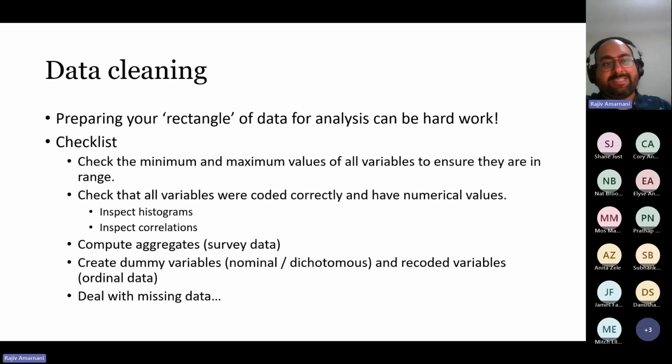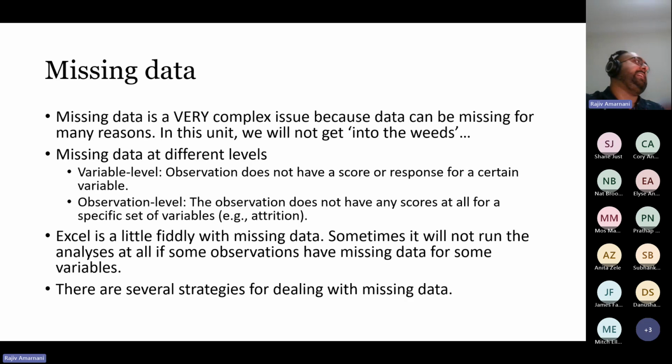And then, importantly, dealing with missing data. Now, this is a very complex issue because data can be missing for many reasons. We'll not get into the weeds, but suffice to say, missing data is one of these topics that's so complicated, you can do a whole course just on missing data. It is that kind of complex.